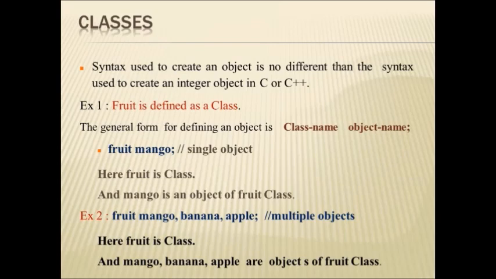In example 2, fruit is a class name. So you can create multiple objects: mango, banana, apple, and so on. That is, once a class is defined, you can create multiple objects belonging to a particular class. That is the class.